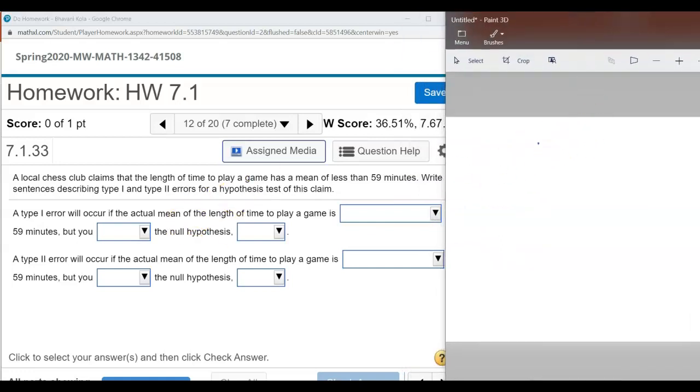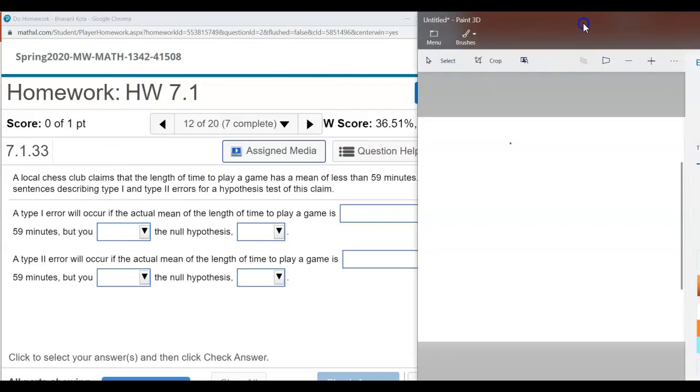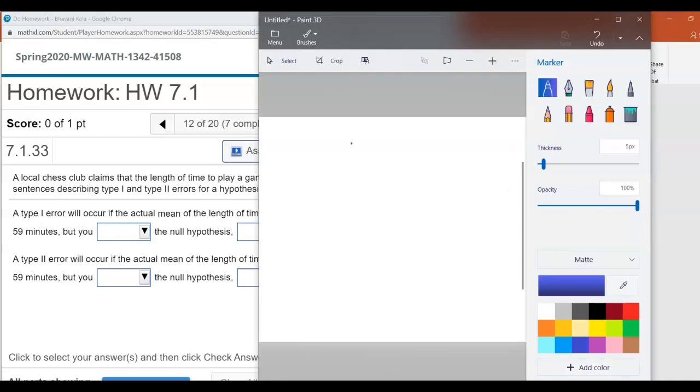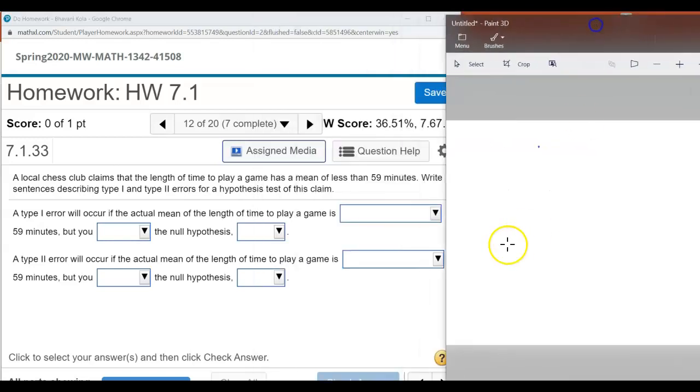A local chess club claims the length of time to play a game has a mean of less than 59 minutes. Write a sentence describing type 1 and type 2 errors for the hypothesis test for this claim. Every time they ask you type 1, type 2, it doesn't matter what they ask you, you always start with your claim.